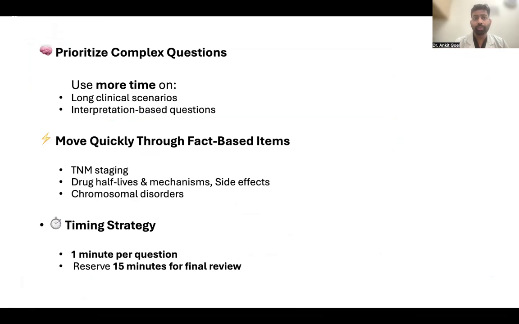So how do you manage time if you have such long, complex clinical scenarios? You have to understand which questions you need to devote time to. If the question demands time, you have to give it. Sometimes questions are just fact-based, and you can do 2 or 3 questions in 1 minute. For example, TNM staging can be asked in almost 10 questions, as can half-life of drugs, mechanisms, and chromosomes. These are fact questions where you can save time. There are some long clinical scenarios where you need to devote time.